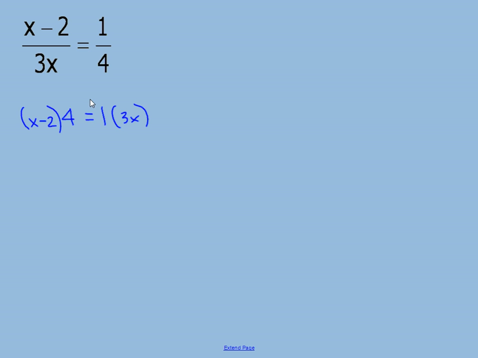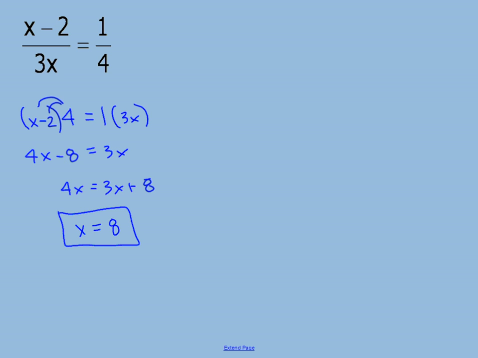On this side, the 1 is still missing the 3x, so I need to multiply that times 3x. This was basically cross multiplying because 3x times 1 is what I have right here, 4 times x minus 2 is what I have right here. I would distribute the 4, so I have 4x minus 8 equals 3x. Add 8 to both sides, and then subtract 3x, so x equals 8. I also need to look at what my domain restrictions are. x is not allowed to be 0. Since it's 8, that's fine. So my final answer would be x equals 8.